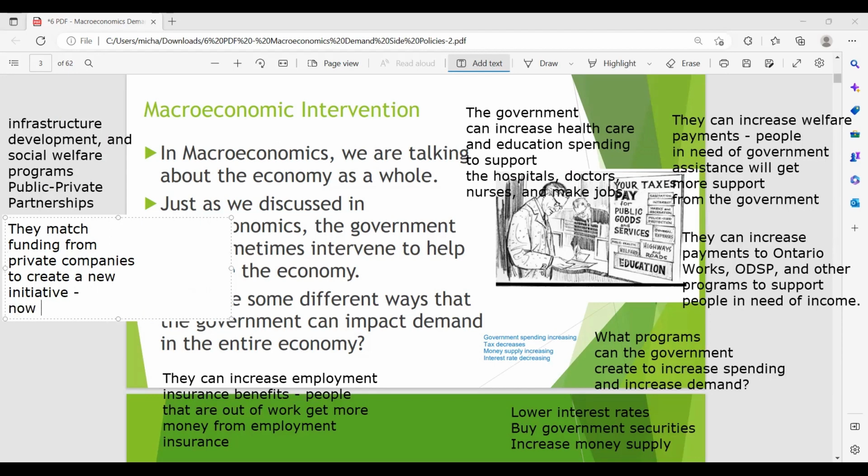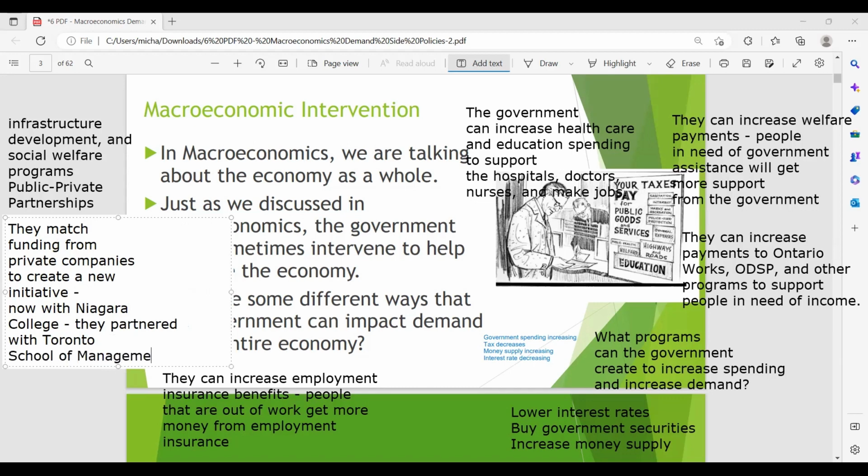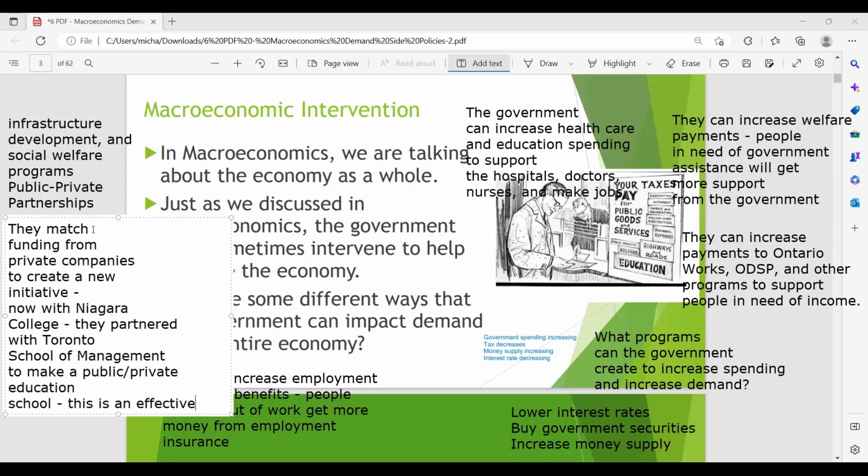They do that now with private colleges. For example, Niagara College partnered with Toronto School of Management to make a public slash private education school. This is an effective way to make schools today. Public-private partnerships are a good idea.